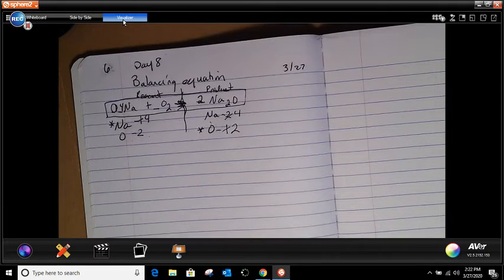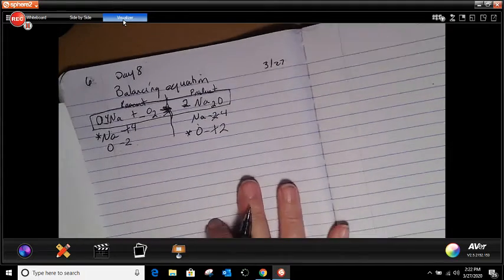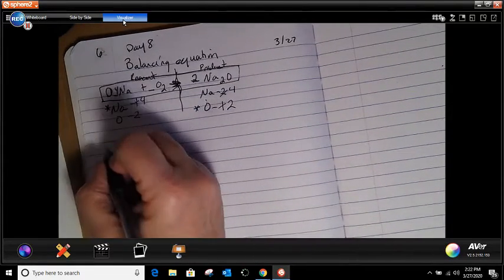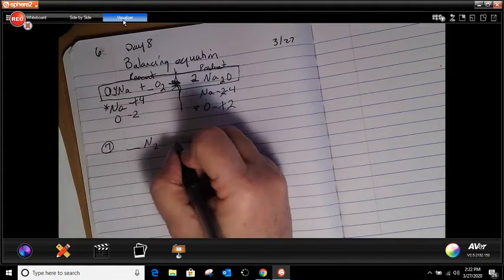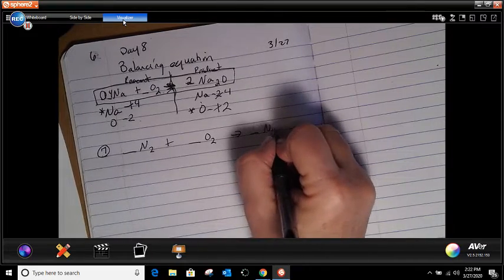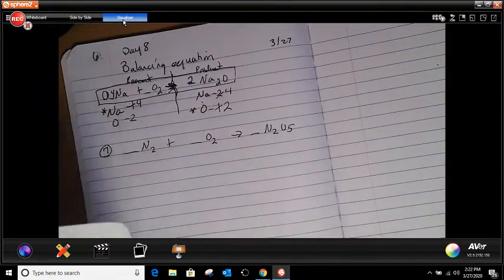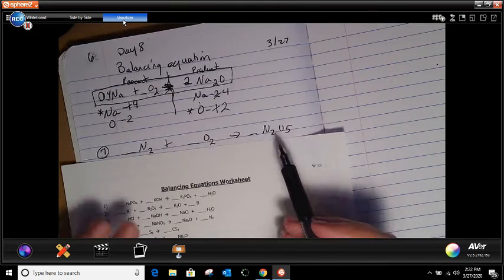Okay? So I'm going to choose another one. So I'm going to do number 7 on the paper. Remember, you cannot do the ones that I'm doing, but you need to have them in your book so you can show me you watched the video. So, for number 7, it says blank N2 plus blank O2 yields blank N2O5. Okay? I'm going to look at it again. N2 plus O2 yields blank N2O5.